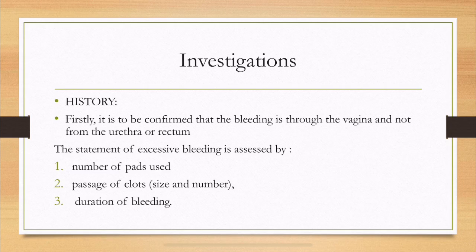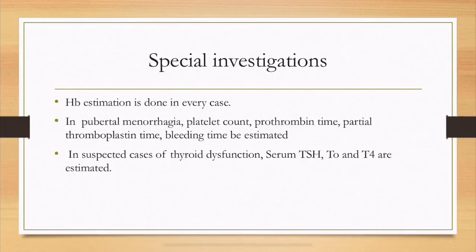So in the investigations, first you are going to rule out that the bleeding is only from the vagina and not from the urethra or the rectum. Then, to conclude it to be excessive bleeding, you need to ask how many pads she uses, whether clots are found, the size and the number, and the duration of the bleeding.